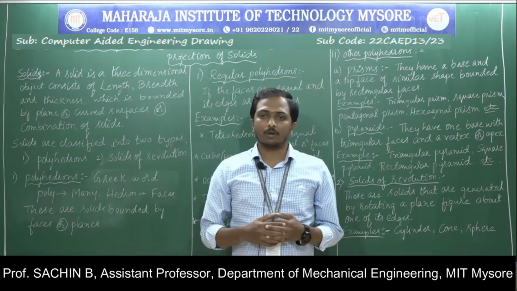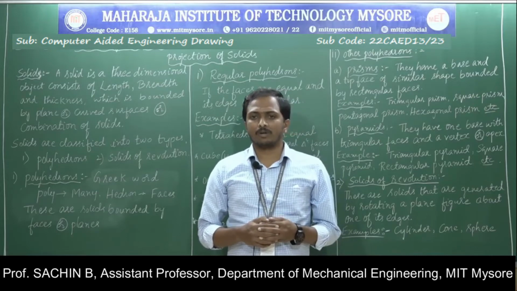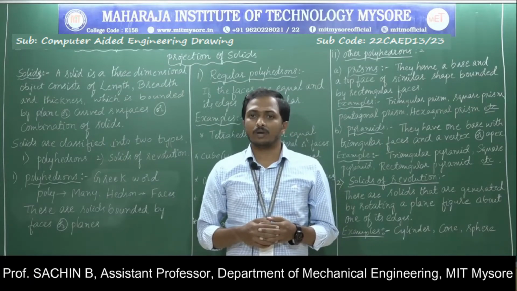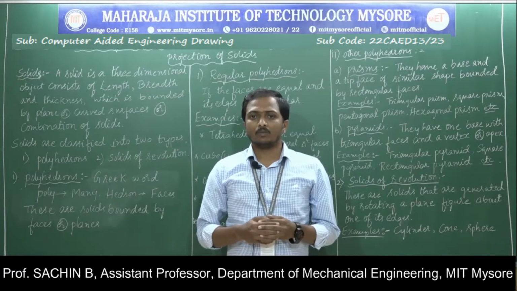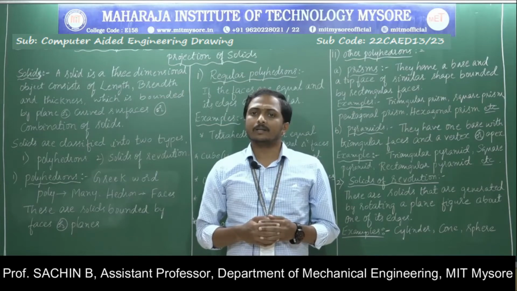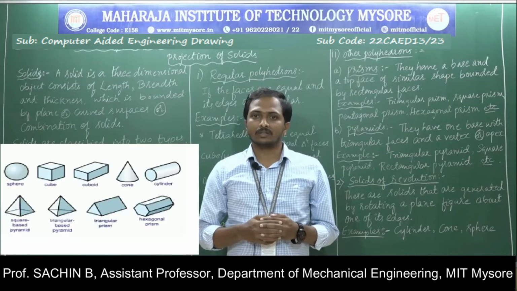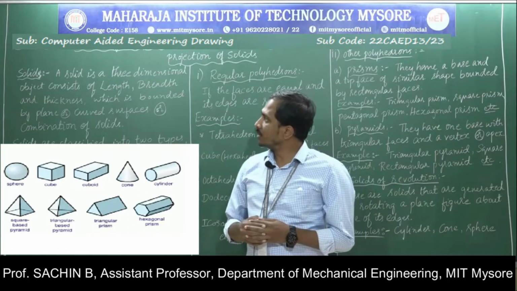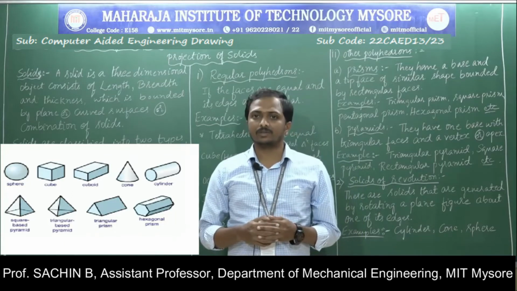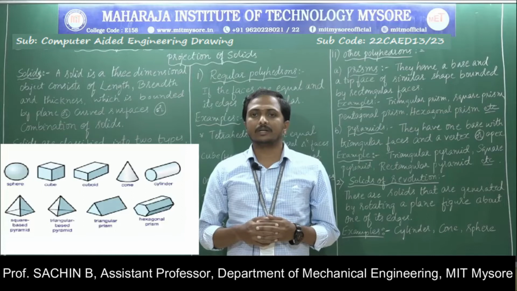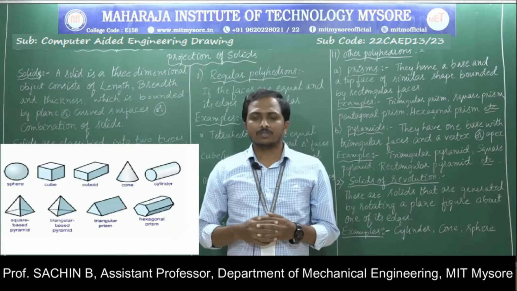Now, a point is a single entity with no dimension. A line is an entity which has only one dimension, that is the length, and a plane is an entity which consists of two dimensions, the length and breadth. Next, a solid is a three-dimensional object which consists of length, breadth and thickness. Here, three-dimensional means three entities are involved: length, breadth and thickness.